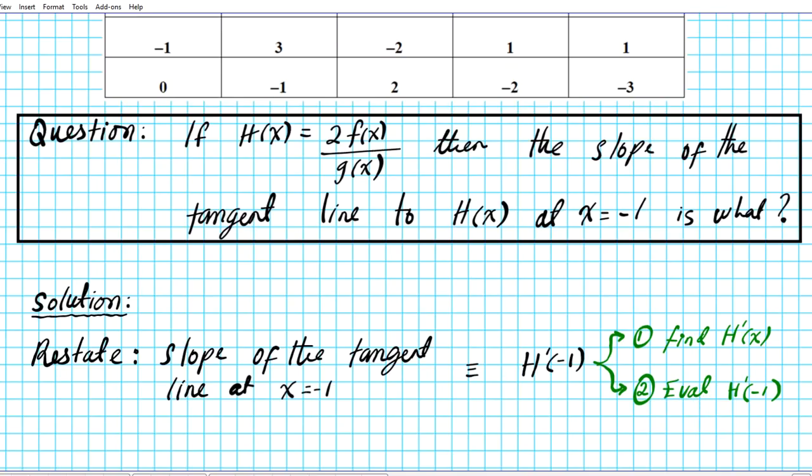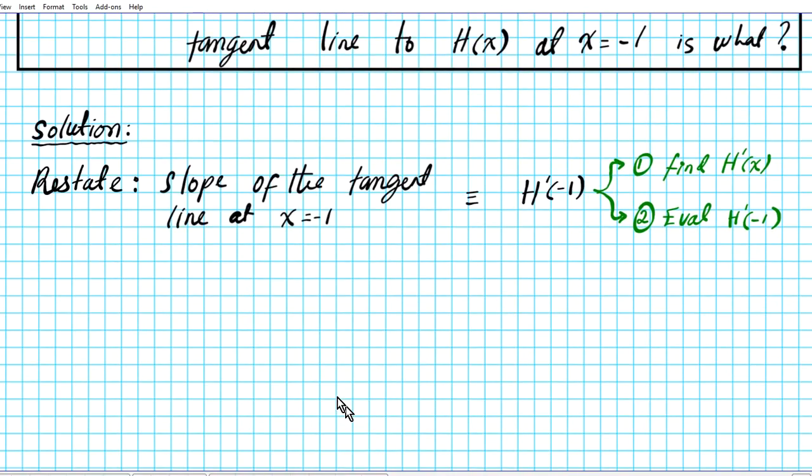Okay, so let's do this. We're going to start with step 1, which is the determination of the derivative of the function. So let's find, what are we looking for? h prime of x, the derivative of the function anywhere. Okay, so we have h of x equals 2 f of x over g of x.